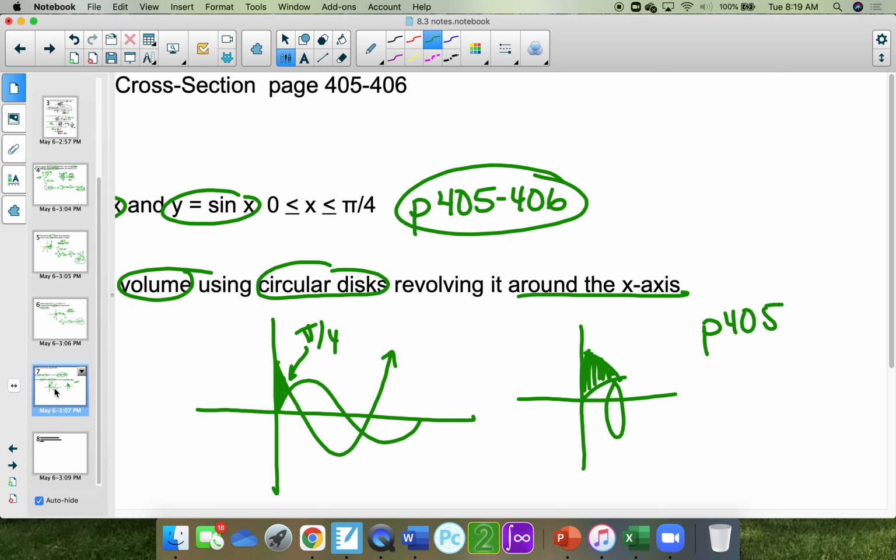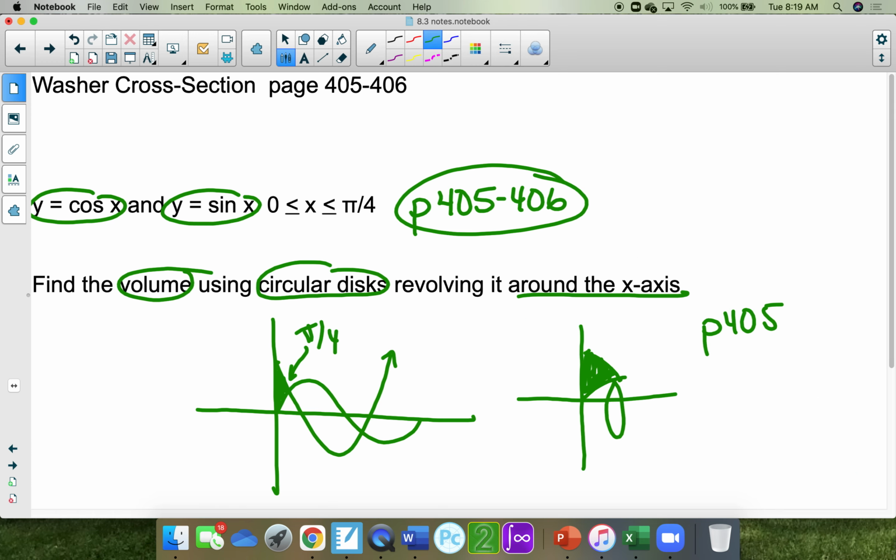when you revolve this shape around the x-axis, do you see that there would be a gap? There would be a gap, and it would not be a solid figure. There would be a hole as you're rotating that. And the picture shows the hole.